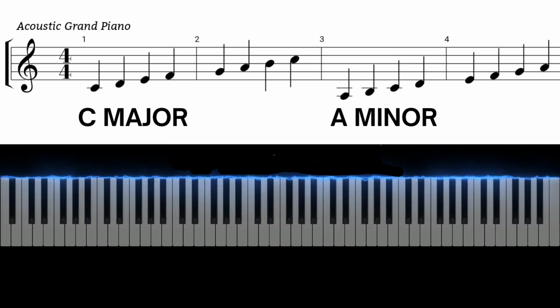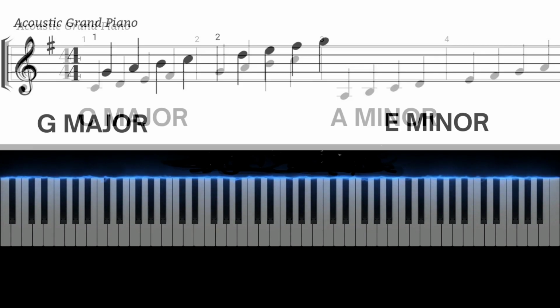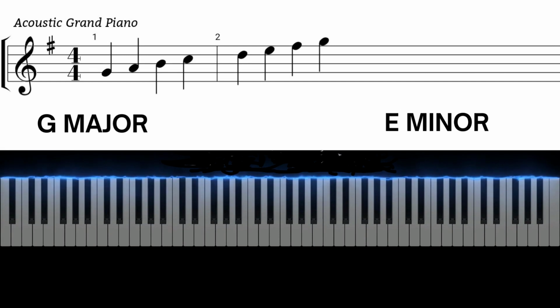This relationship has a name, and they're called relative keys. Relative keys are major and minor scales that have the same key signature. So if you see a piece of music that has no sharps and no flats at the beginning, it's either in C major or A minor. Make sense? Let's look at another example.